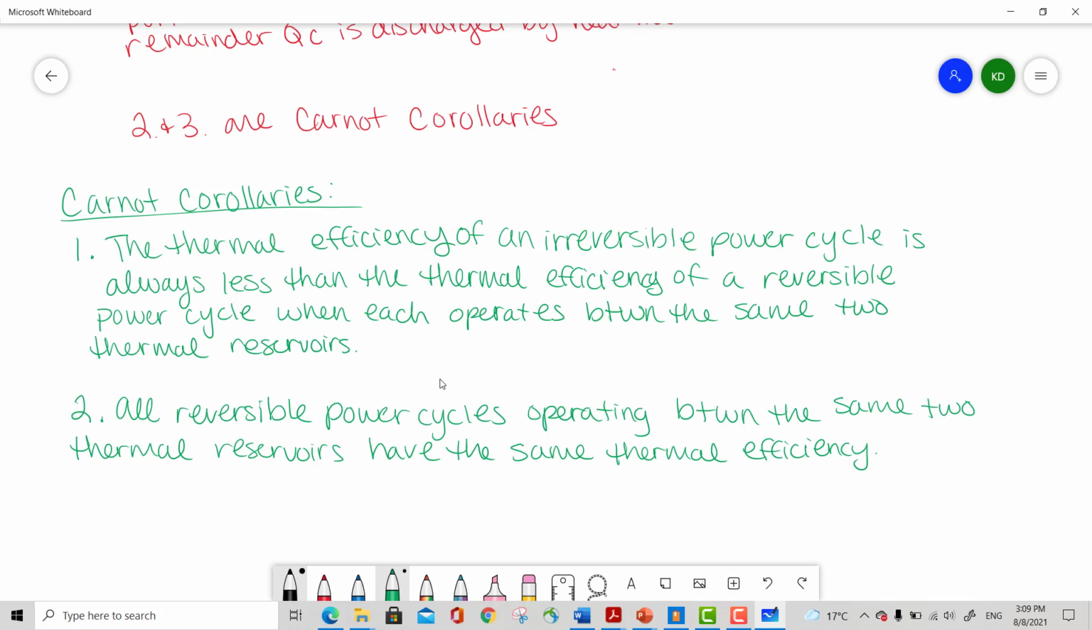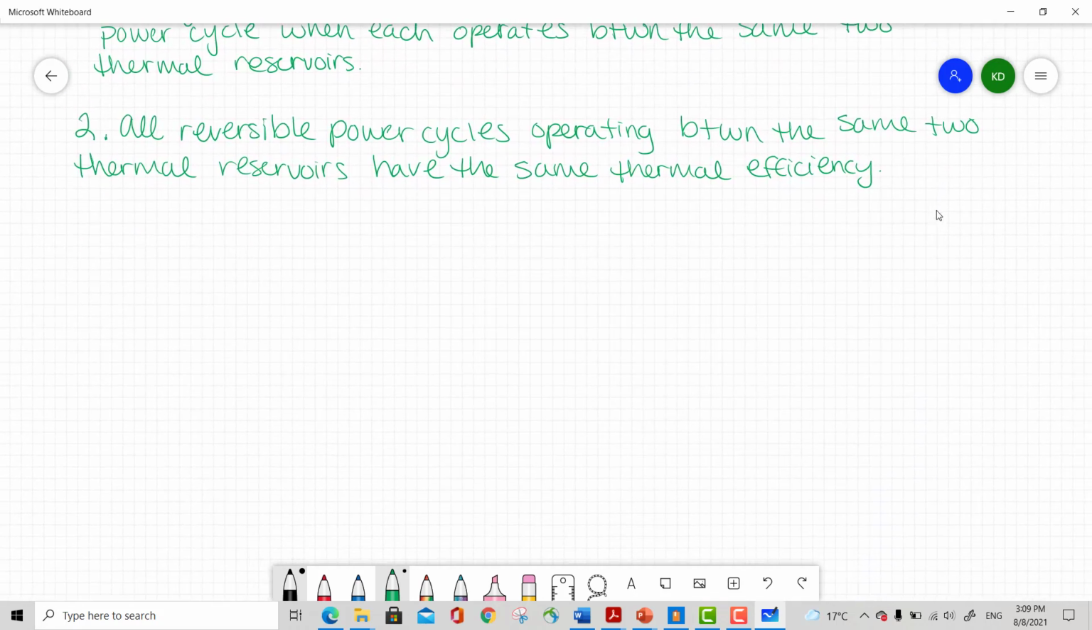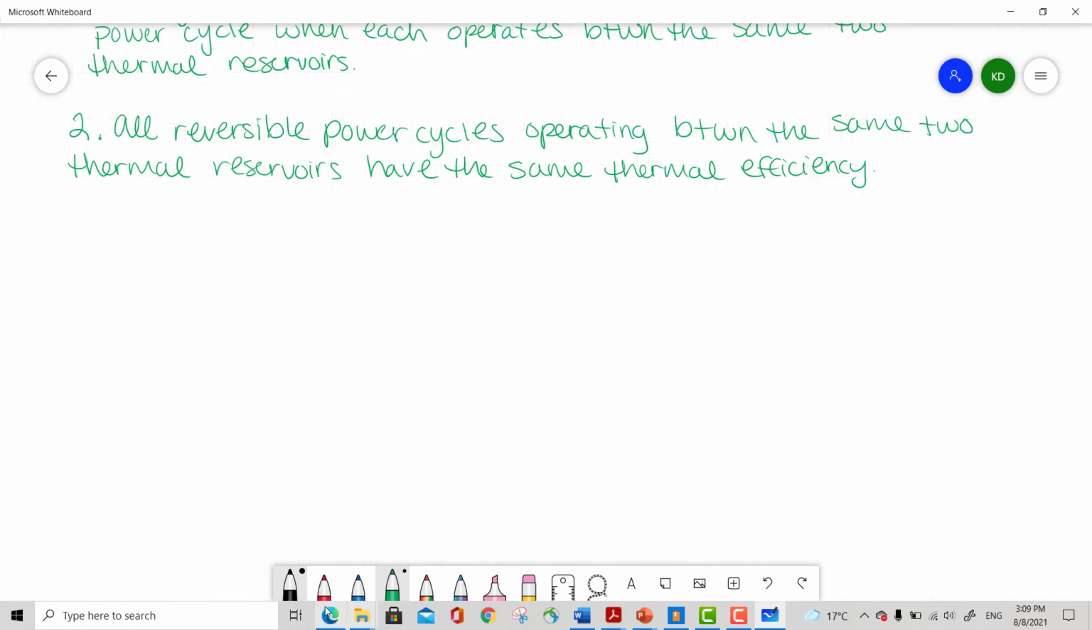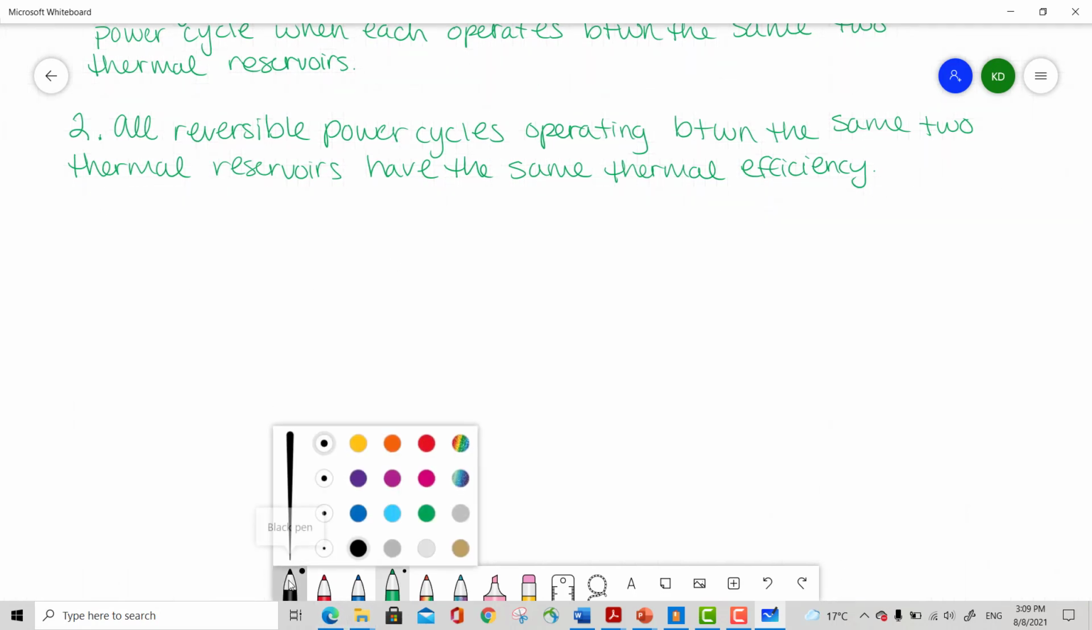And again, I'll write this down actually because, let's see. Okay. Let's make it a little bit smaller.